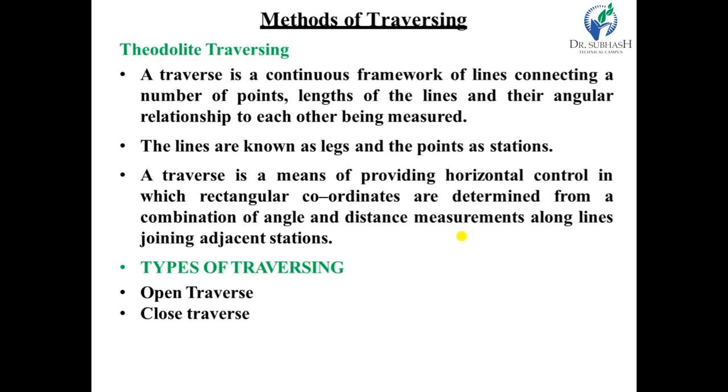Traverse is a means of providing horizontal control in which rectangular coordinates are determined from a combination of angle and distance measurement along the lines joining the adjacent stations. Types of traversing. There are two types of traversing: open traverse and closed traverse.